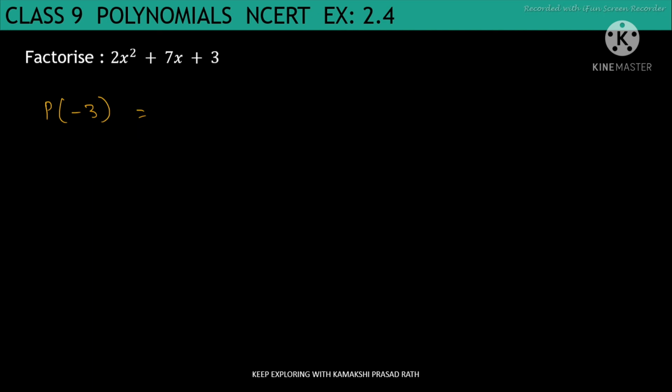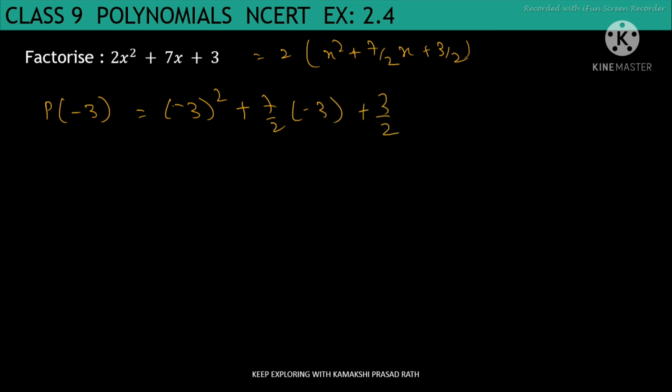So here, in place of this, actually this is 2 multiplied by x square plus 7 by 2x plus 3 by 2, so it will be easy for us to understand. In place of x we will put minus 3. So minus 3 whole square plus 7 by 2 into minus 3 plus 3 by 2. So we get minus 3 whole square, which is nothing but 9, minus 21 by 2 plus 3 by 2.